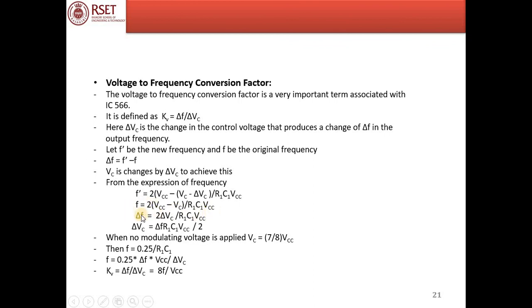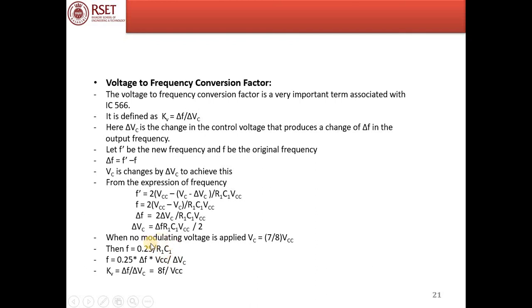So we are applying this value of VC in the equation for F. What is the equation for F? F is equal to 2 into VCC minus VC by R1 C1 VCC. We are applying this value of VC here and we get F is equal to 0.25 divided by R1 C1.